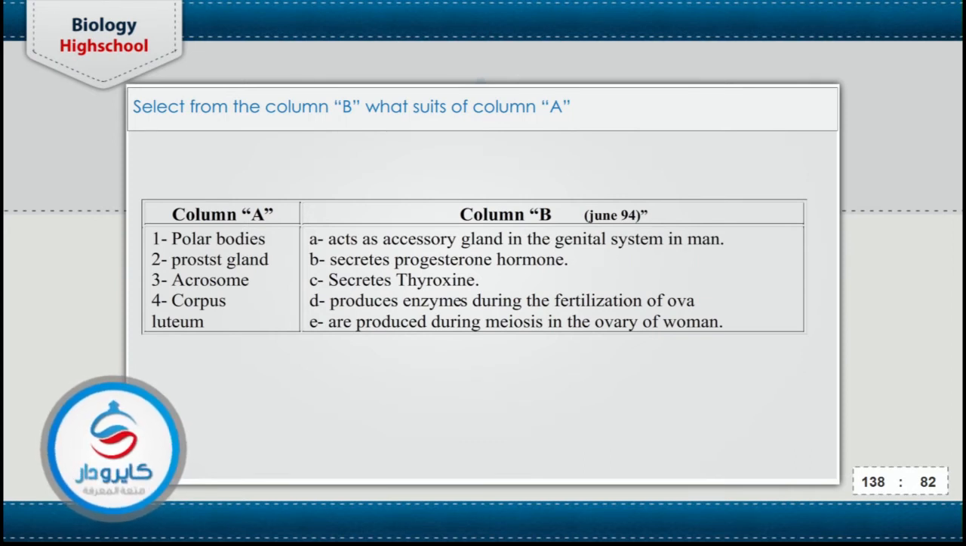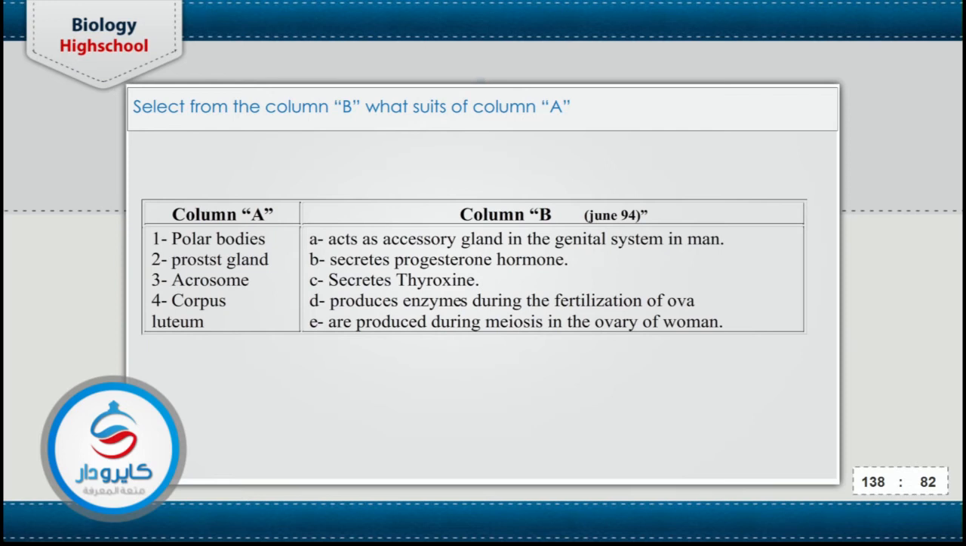Produce enzymes during the fertilization of the ovum. ده الاكروسوم اللي responsible for the secretion of hyaluronidase enzymes that dissolve the hyaluronic acid to remove the coat around the ovum to facilitate its penetration.